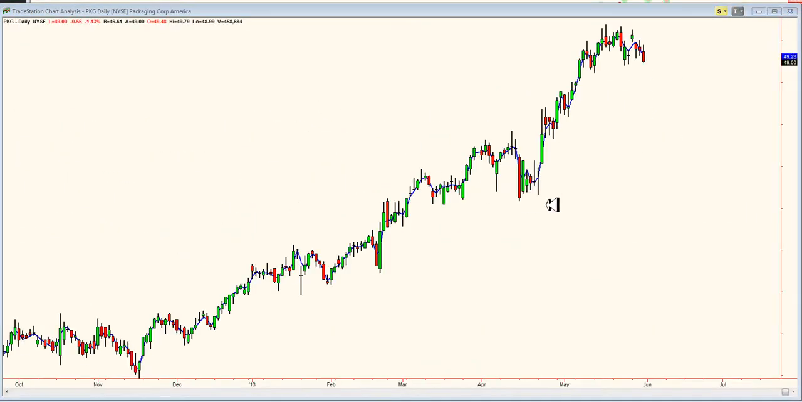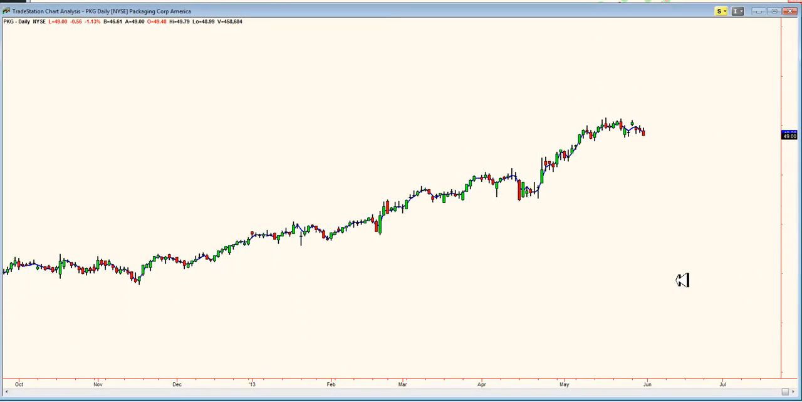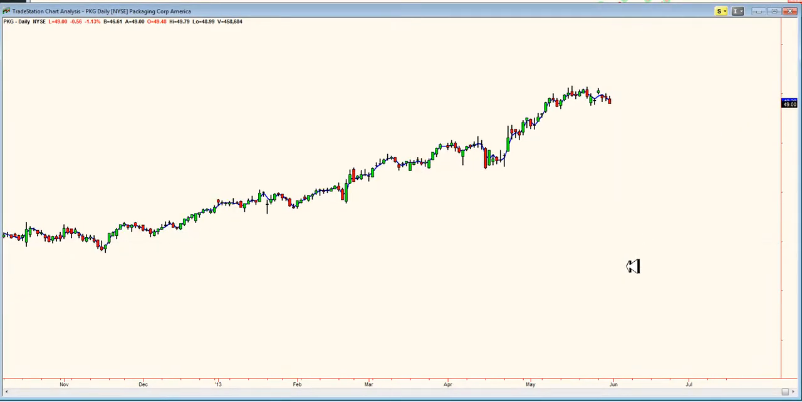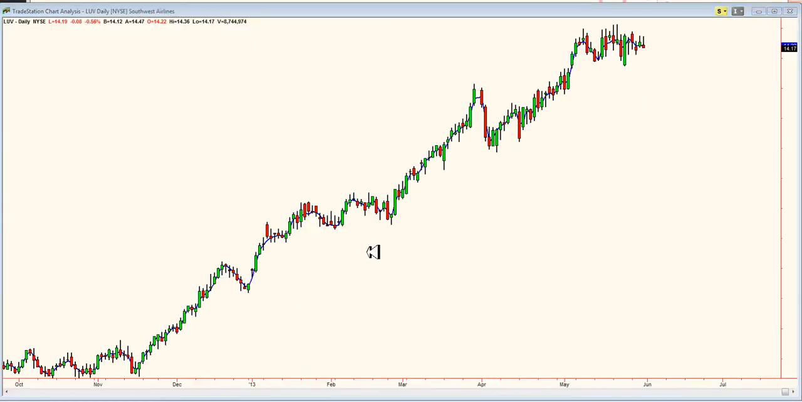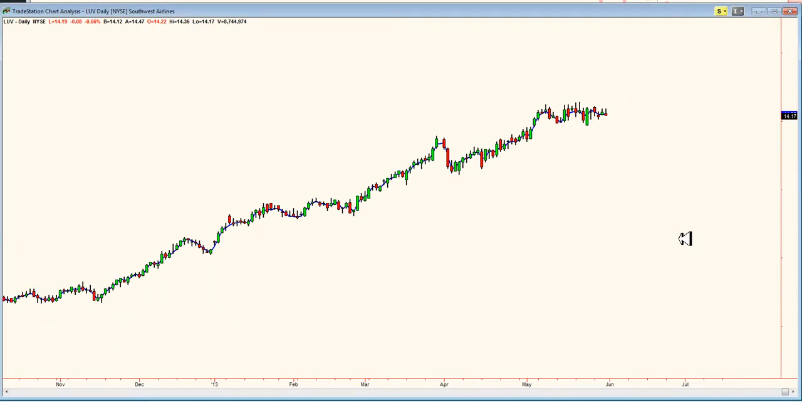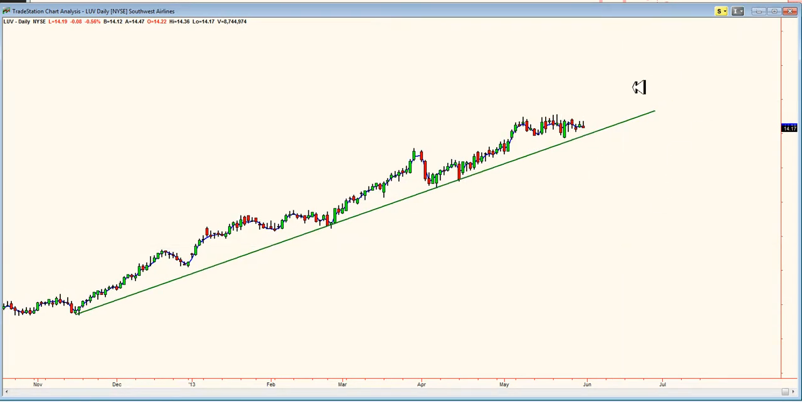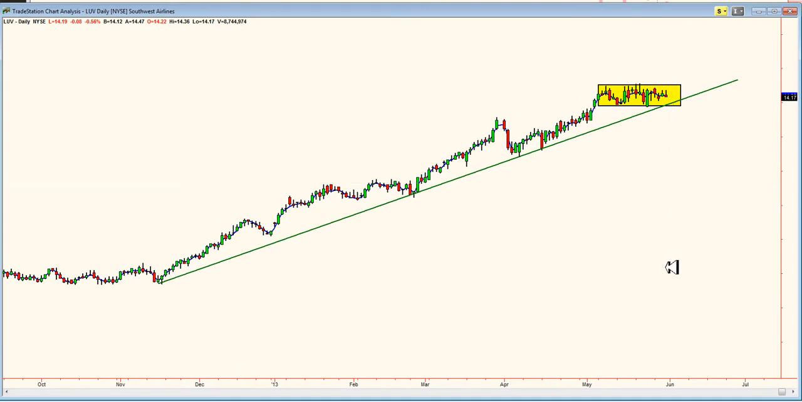PKG. What's PKG doing? In a box. Is it not? There you go. How about LUV? What's LUV doing? It's in a box again. Still in an uptrend until right now. We look at this and say we're waiting on it to continue the trend, unless it breaks down below the box and breaks the trend.